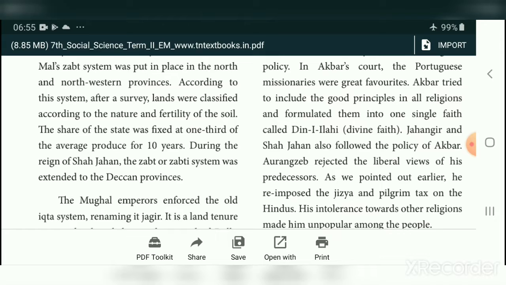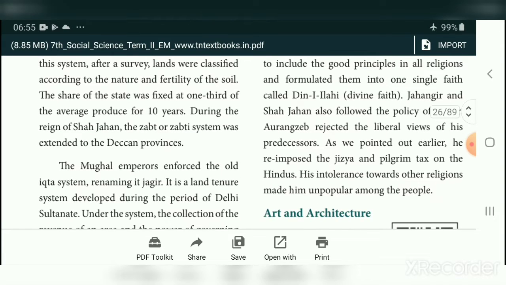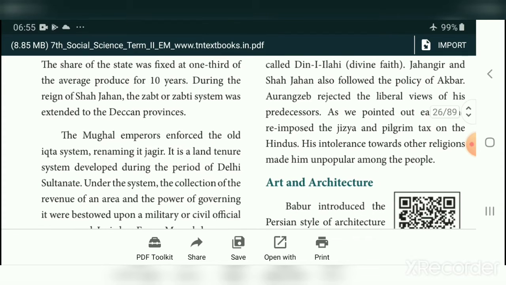The share of the state was fixed at one third of the average produce for 10 years. So once in 10 years they had to pay the tax according to their harvest. One third was fixed as the tax. During the period of Shah Jahan, the Zapt and Zapti system was extended to the Deccan provinces. So this system was introduced during the period of Akbar, and this Zapt system was extended and introduced in the Deccan province in South India also.